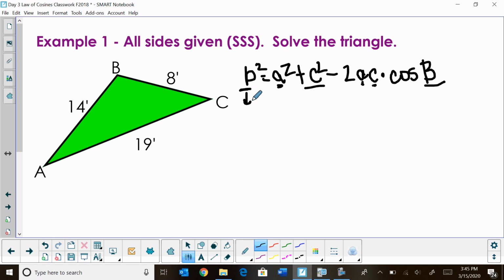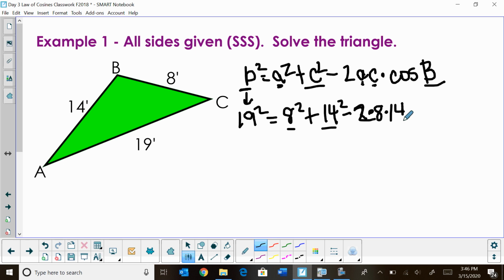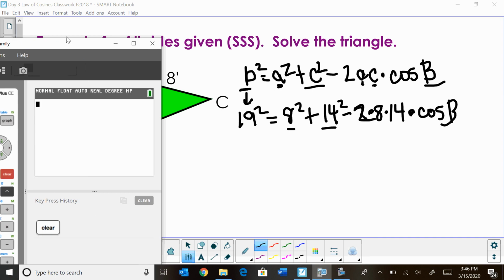So now let's just plug in what we know. We know that b squared is 19 squared, a squared is 8 squared, plus c squared is 14 squared, minus the two sides we're using here. So we're going to take 2 times 8 times 14 times the cosine of B. So now we're just going to grab our calculators and let's work this one backwards.